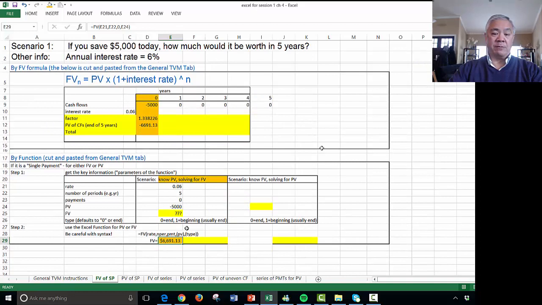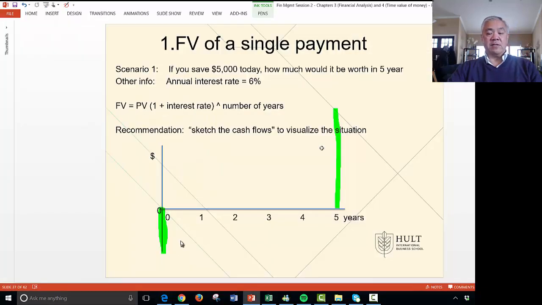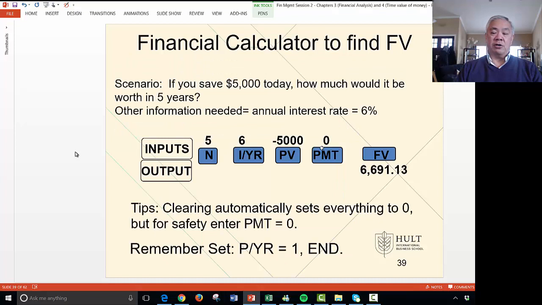All right, so that's the first example. What is it worth in 5 years? It's worth $6,691, and we can arrive at it using a formula, which is frankly very simple in this case, or we could use the Excel function of future value. All right, so that's the first example. Pretty straightforward. I'm going to show how to use it if you had a calculator. I'm not going to show you this now in the lecture, but I'll put it in a slide deck so you can see it if you happen to own or want to own a financial calculator.